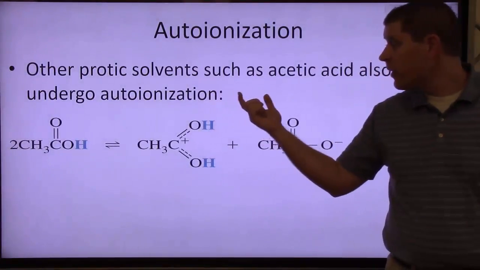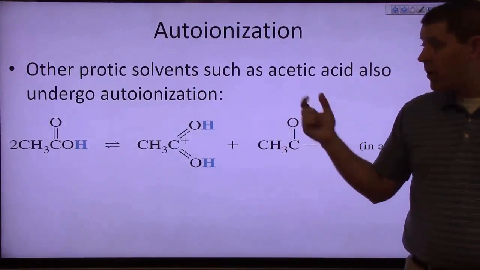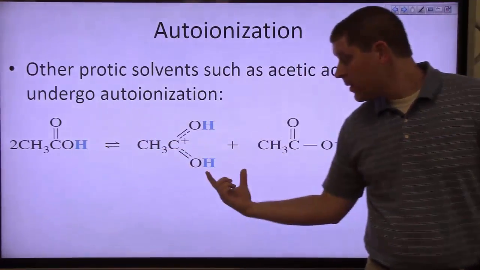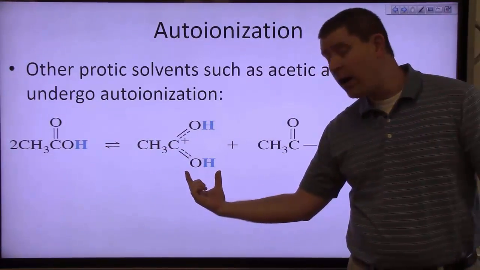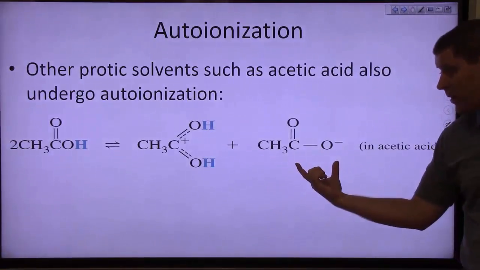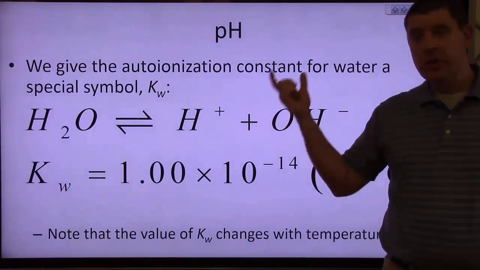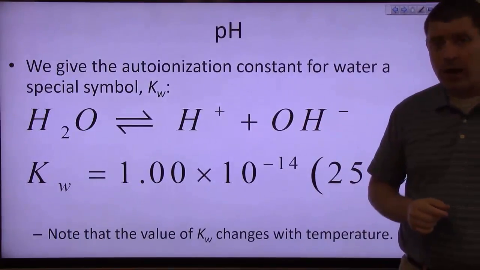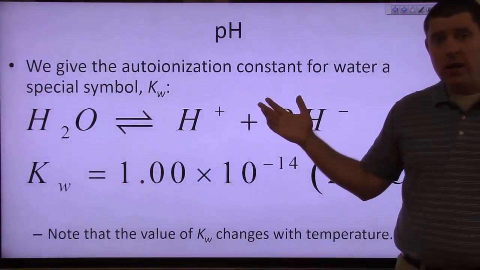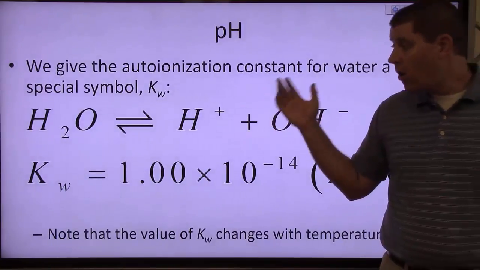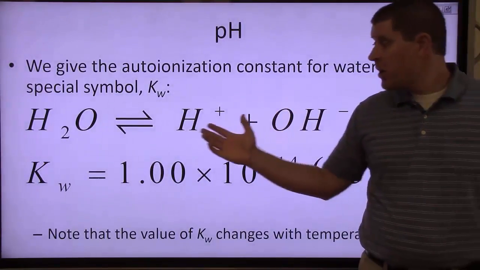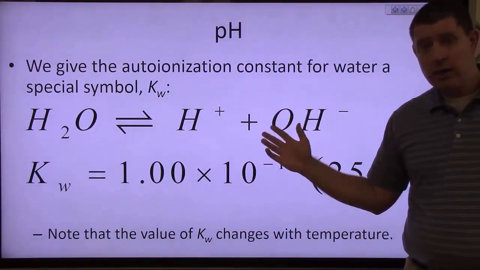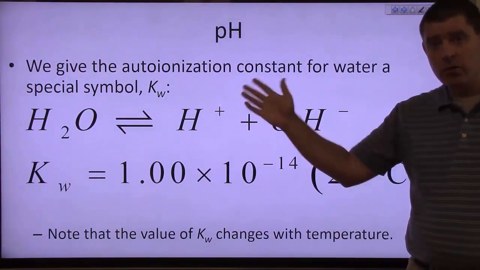Now, other protic solvents, such as acetic acid, also undergo auto-ionization. So if we have two acetic acid molecules, one of them can have both of its oxygens protonated, and then the other one becomes acetate. So let's discuss pH. We give the auto-ionization constant for water a special symbol, Kw. Because this is a special reaction, it's going to be present in all of our aqueous solutions. So this reaction here, the auto-ionization of water, is special. So the value for K there is a special value, so we're calling it Kw.